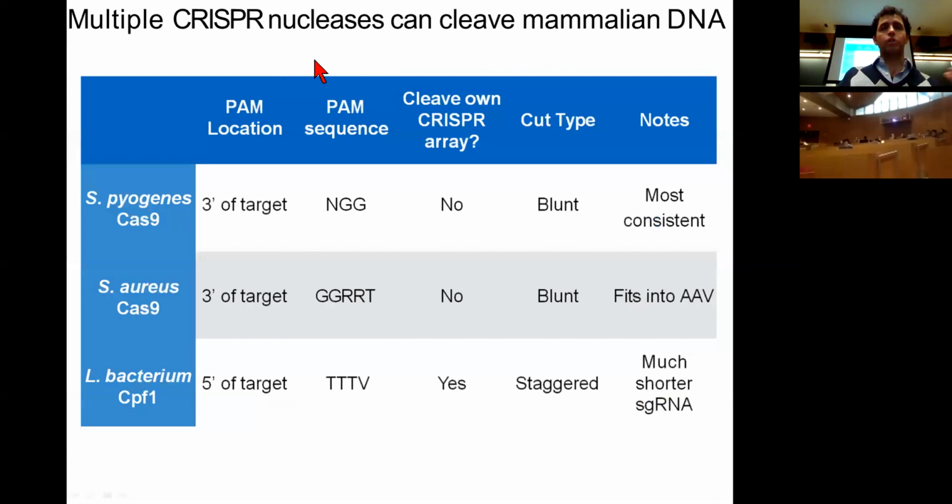And there are many CRISPR-associated nucleases that can cleave mammalian DNA. There's Cas9 from different species. There's CPF1, and they have different PAM localization properties. Here the PAM is 3' of the target, here it is 5' of the target. They have different PAM sequences. The original Cas9 has this NGG. Others have different specificities. So if you have a TTT, but not a GG nearby, you might want to use this one instead. Also, whether it cleaves its own CRISPR array, what kind of cuts it creates, whether it's a blunt cut or a staggered cut, whether it's consistent, how it fits into these sites, and whether it needs a long or short guide RNA.